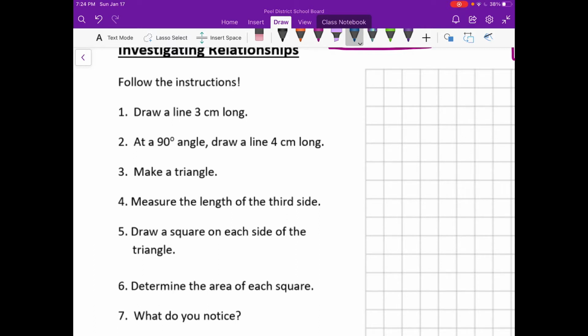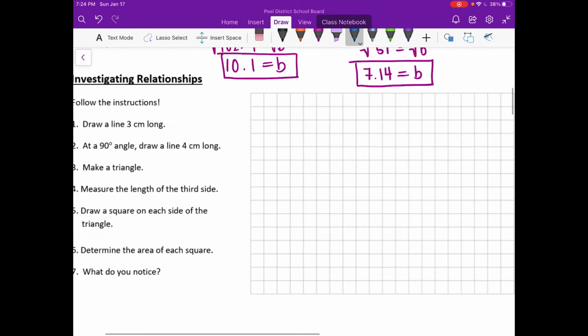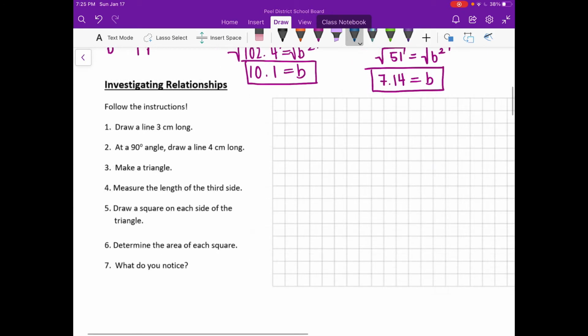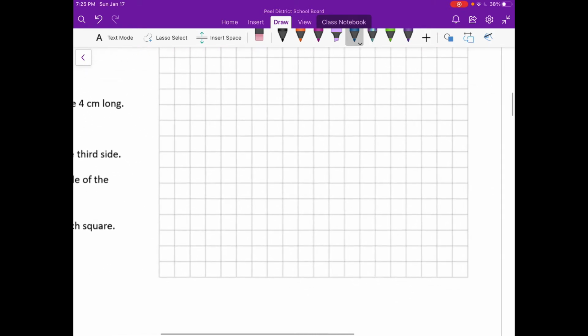Then it says to draw a square on each side of the triangle, right? So we'll draw it on the 4 and the 3. Determine the area of each square. And then what do you notice? So let's go in and do that. Okay, I'm just going to make sure that this is recording. Alrighty, and so what we're going to do is, first things first, let's draw in that 3 centimeter long line. So I'm using my ruler.